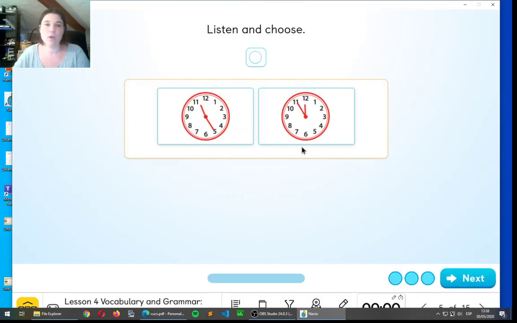5:12. Which one? It's 5:12. Picture number one, picture number two. Correct. It's picture number two. Well done. 10:08. Which picture shows 10:08? Number one. Very good.